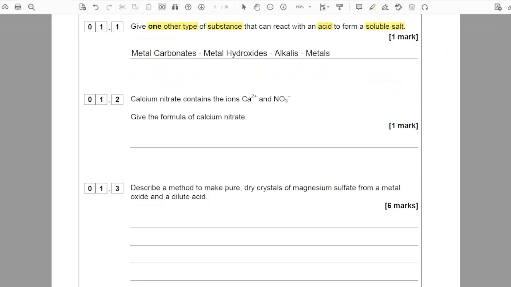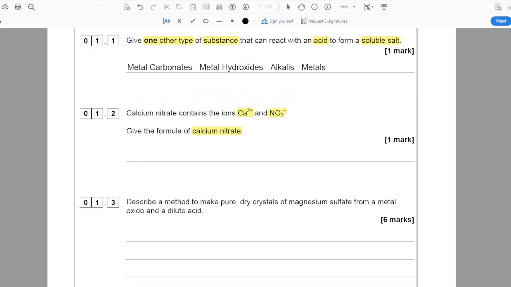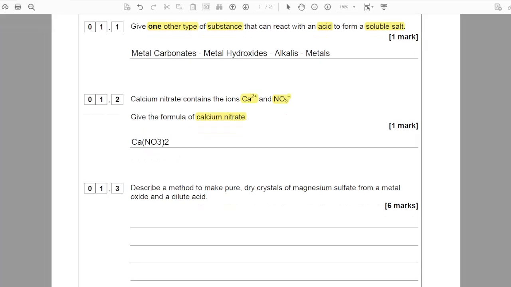Next we have question 1.2. Calcium nitrate contains the ions Ca2+ and NO3-. Give the formula of calcium nitrate. Now notice how the calcium has a 2+ charge and the NO3- is only just a minus. Therefore, if you want to cancel them out, you're going to need 2 lots of NO3- just to balance out with the 2+ of the calcium. So the answer is going to be Ca(NO3)2, because you have 2 lots of what's inside the bracket, which is NO3.